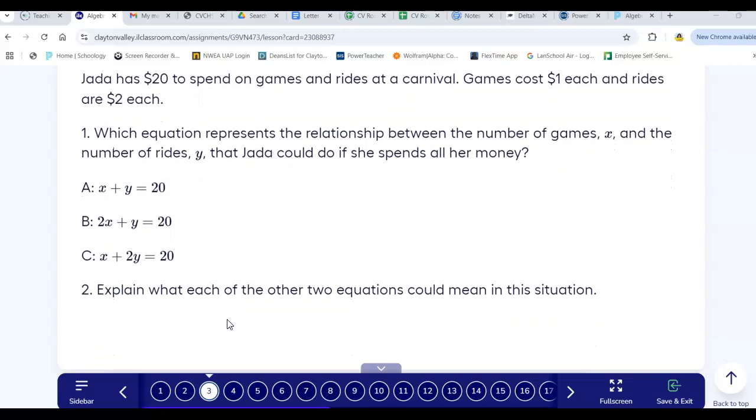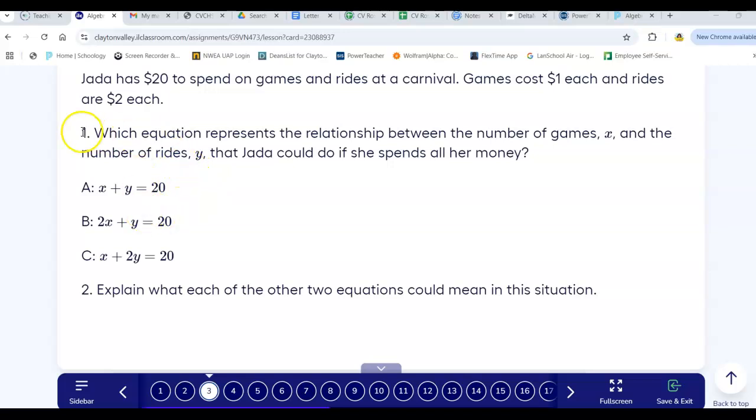So here is the warm-up, all right? They give you a situation. You have been writing equations based on situations for a couple of weeks now since we started this unit, all right? And this is just another one. Jada has $20 to spend on 2 things at a carnival: games and rides, all right? And then they tell you how much each one of those things cost. Games cost $1 each, and rides are $2 each, okay?